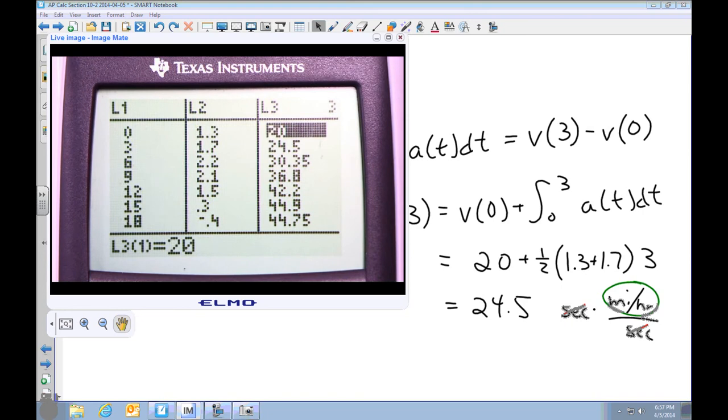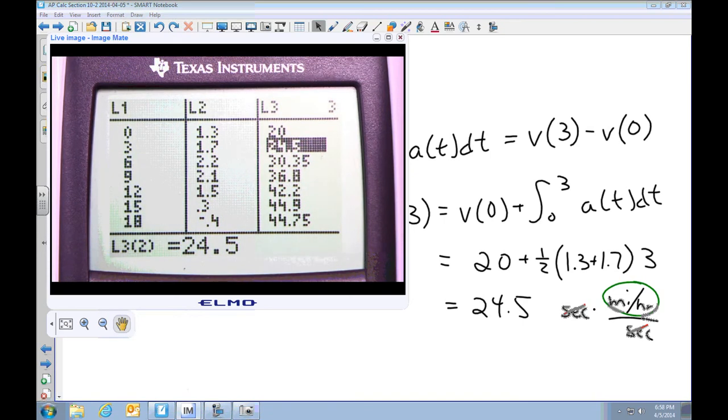And you can see now in list 3, I have some data there. And that data is the velocity. In fact, you can see that when time is 0, your velocity is 20. Well, that's because that's what we put into the program. It asks us what our initial velocity was, so that's not a surprise. The next value, though, when time is equal to 3 seconds, our velocity is 24.5. Well, that's what we just calculated over here on the right. So our calculation is correct in comparison to what our program's giving us.